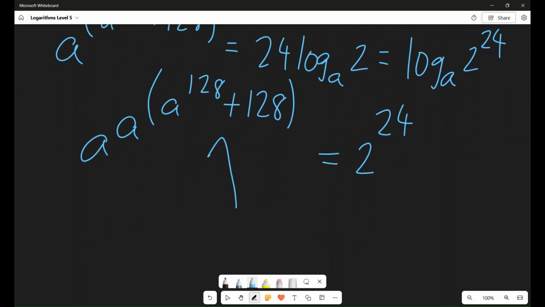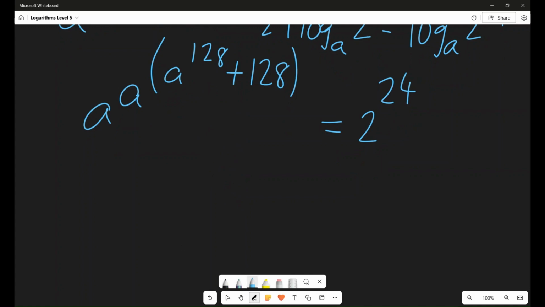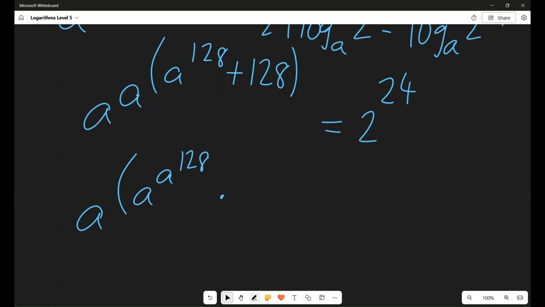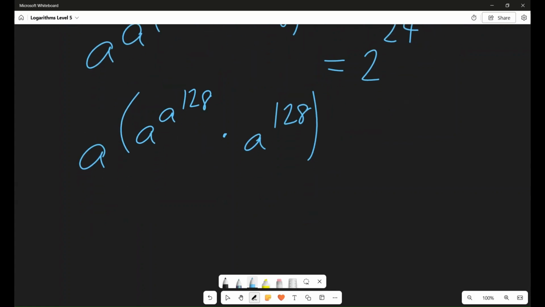Now, here, it would be really nice if we didn't have that addition in that last exponent up there at the top. So let's try to split that up. So when we do that, we get a to the power of a to the power of a to the power of 128 times a to the power of 128. And now we got rid of the addition in the exponent, but now we have this multiplication in the exponent.